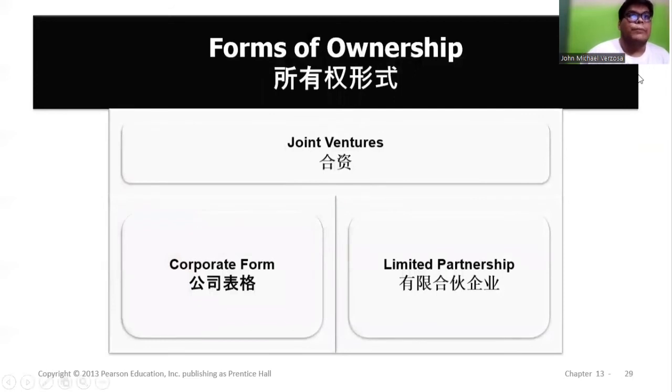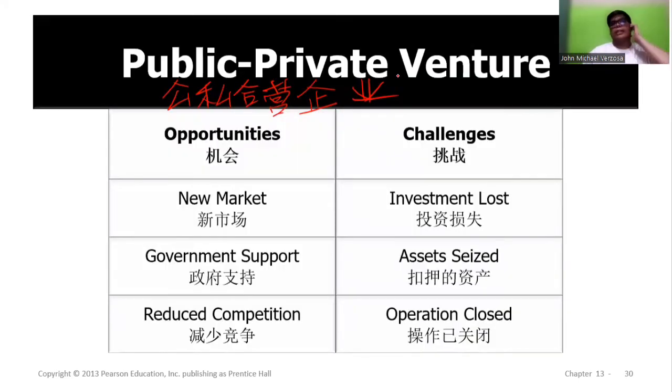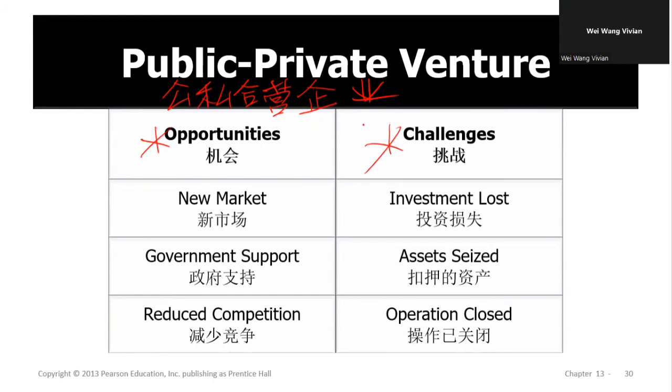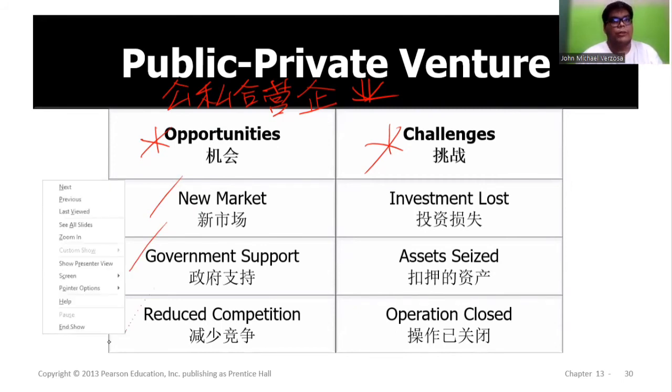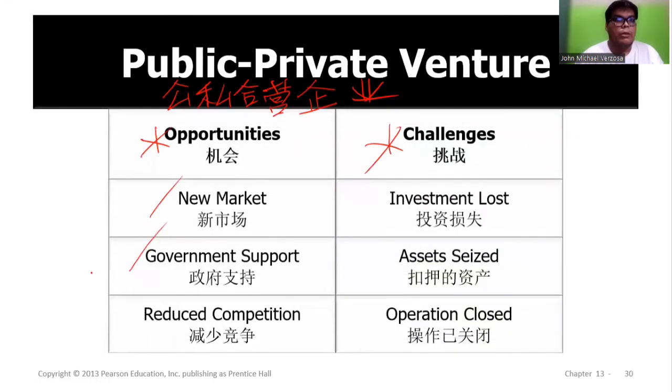Now, for the forms of ownership in a joint venture, it can be the corporate form, or another is the limited partnership. Or a public-private venture. Of course, there are opportunities and challenges for each. For the opportunities, you always have the new market, the government support, and of course, as mentioned a while ago, the reduced competition. And then for the challenges, however, there might be the loss of investment. This one is bad. Assets are going to be seized and the operation will be closed.